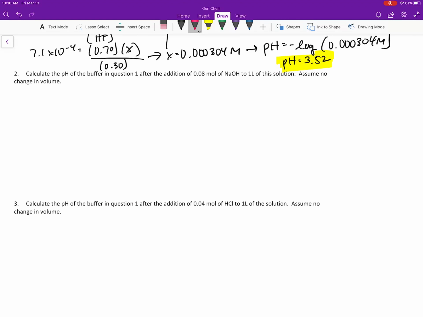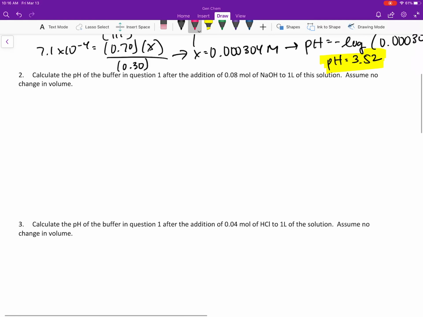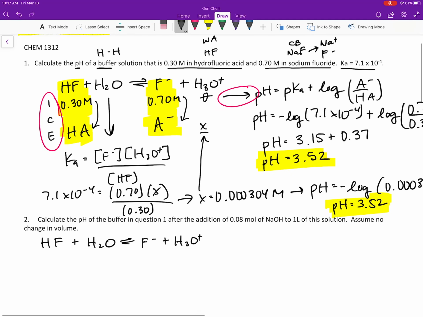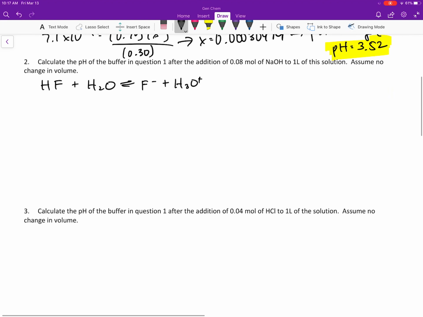Okay, let's work on the second problem. The second problem is going to be convenient if you have adopted the ICE table method, because we're going to start talking about how buffers change, and it's easiest to understand how to set up the problem if you've been using ICE tables correctly up until this point. It's fine to use the Henderson-Hasselbalch equation when you're at equilibrium, but when you start changing equilibrium, the ICE table is what you need.